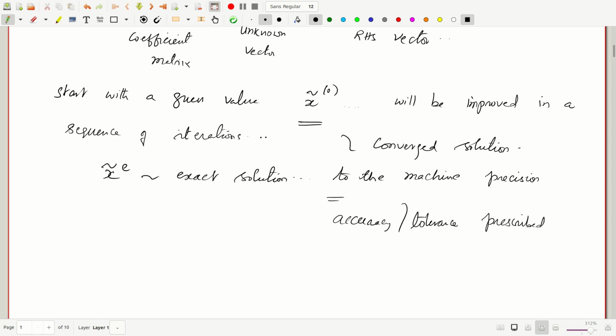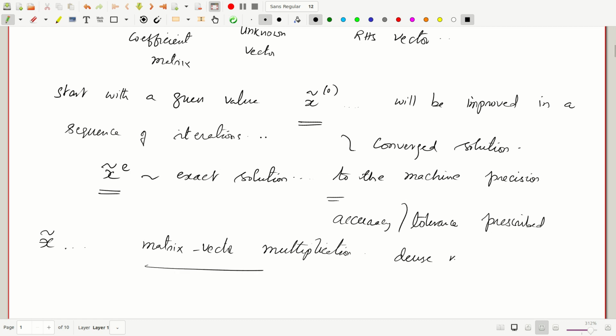All right, so essentially this computation of the unknown vector in a sequence generally involves a matrix vector multiplication, and this will be a matrix vector multiplication if you have a dense matrix, okay. Otherwise you can reduce that to only involve the non-zero elements if it is a sparse matrix, okay.